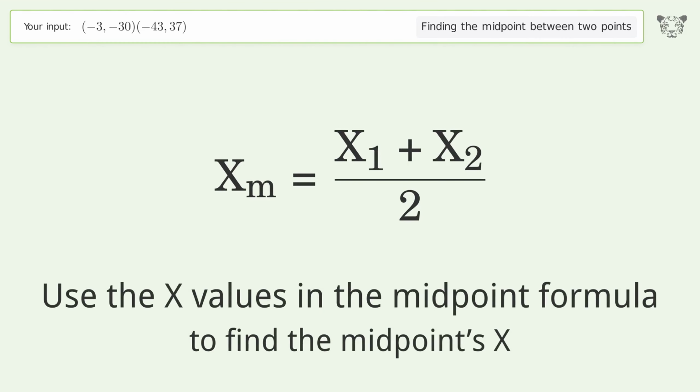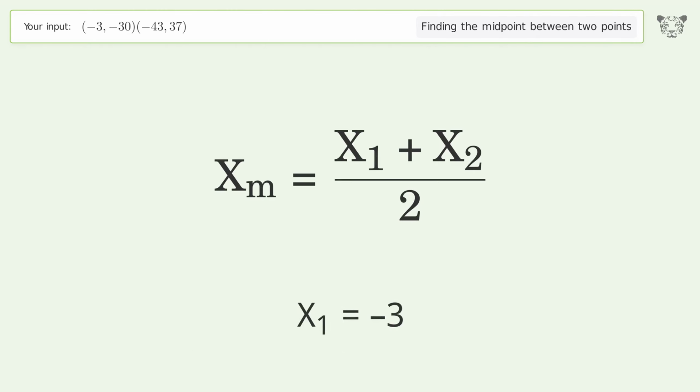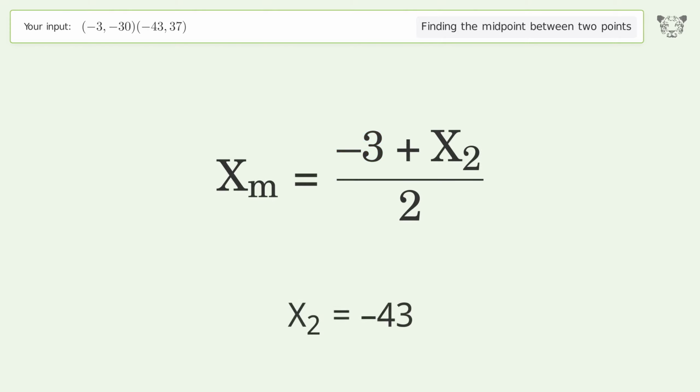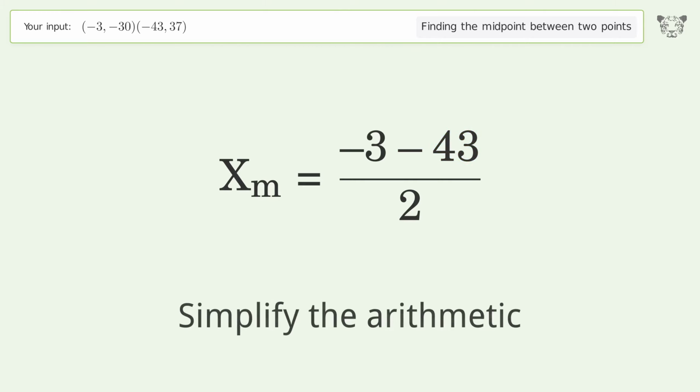Use the x values in the midpoint formula to find the midpoints x. x1 equals negative 3. x2 equals negative 43. Simplify the arithmetic.